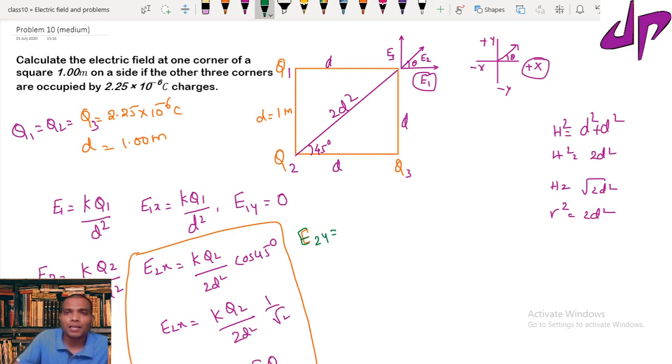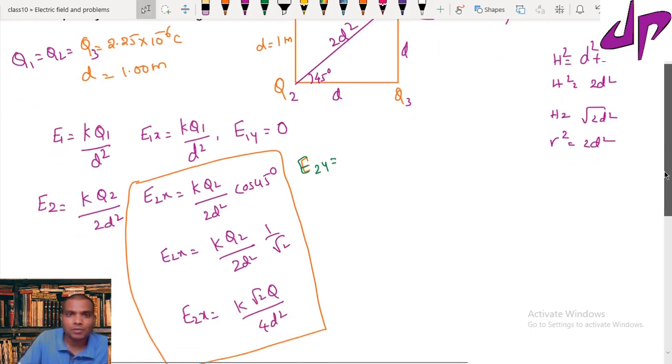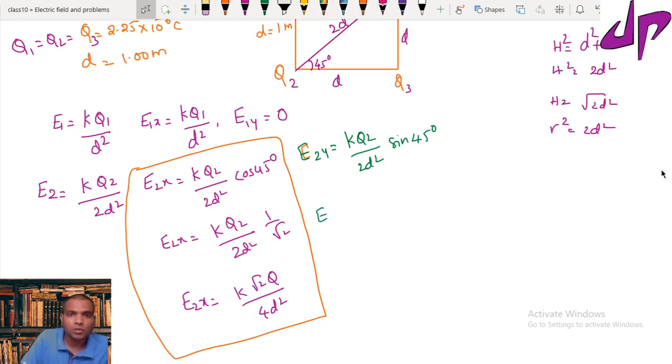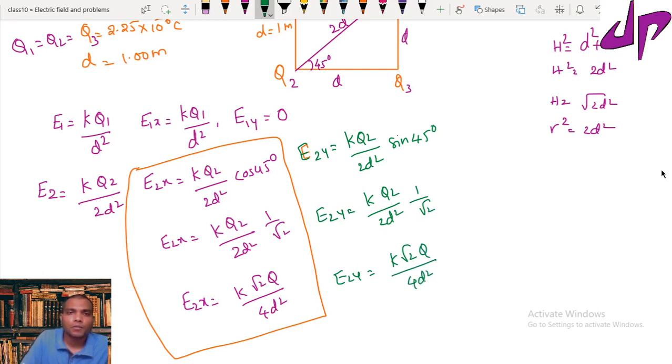Here the vertical axis is y, that you can take in terms of the sine. So kq2 by 2d square sine 45. Sin 45 value is equal to cos 45, so there is no change of the value. kq2 by 2d square times 1 over root 2. So E2y equals k root 2 q by 4d square. So this is the electric field due to the y component.